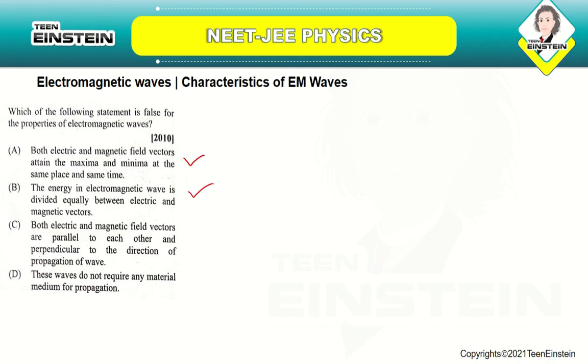And if you see the third one, both electric and magnetic field vectors are parallel to each other and perpendicular to the direction of propagation of the wave. Okay. So here it's not parallel. Both electric and magnetic field are perpendicular to each other and perpendicular to the direction of propagation. Okay. So this one is a false statement.